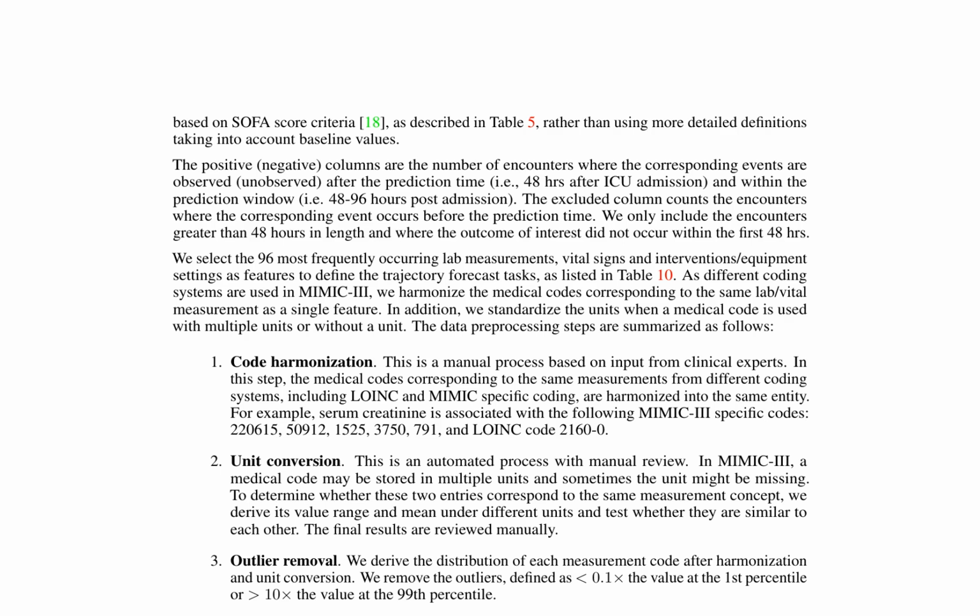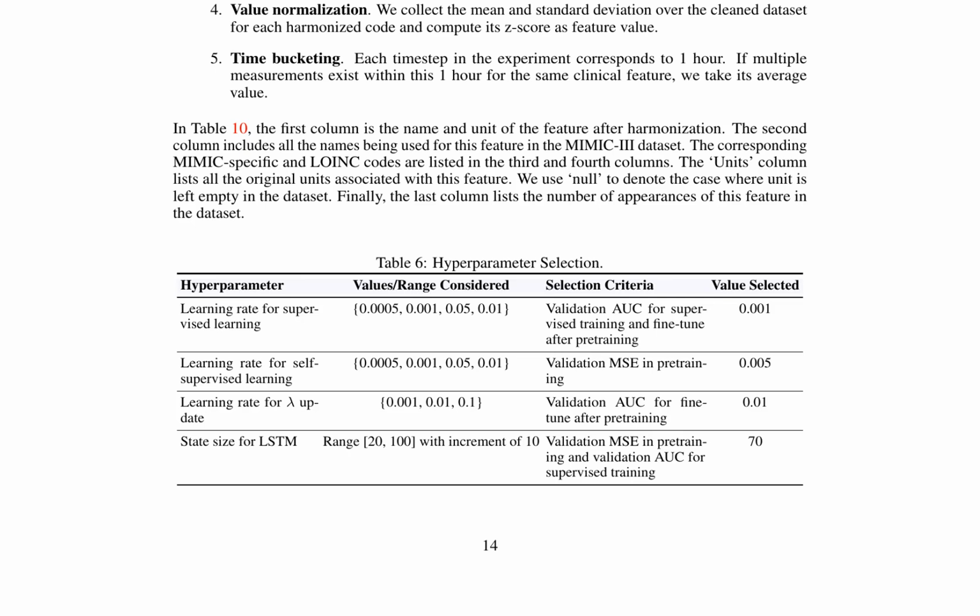Unit conversion is automated with manual review, identifying outliers as values below or above specific percentiles. Value normalization is achieved via z-scores, using the mean and standard deviation of the cleaned dataset. Time bucketing averages multiple measurements within a 1-hour time step for each clinical feature. The preprocessed dataset includes 96 frequently occurring lab measurements, vital signs, interventions, and equipment settings, detailed in Table 10.